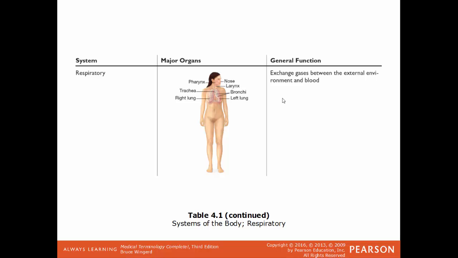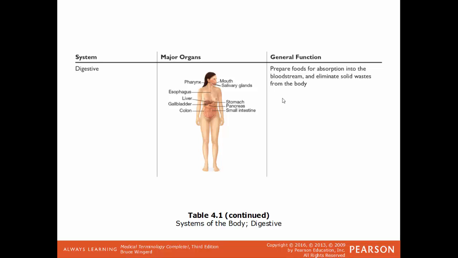Respiratory system. Major organs here would include the trachea and the lungs, the bronchi, the larynx, the nose, the pharynx. And the general function for this system is to exchange gases between the external environment and the internal environment, such as the blood and the cell. It's basically taking in oxygen and getting rid of carbon dioxide. The next system, the digestive system, includes the esophagus and the stomach and the intestines, the liver, gallbladder, the mouth. And the general function here is to prepare foods for absorption into the bloodstream, and also to eliminate the solid waste that your body doesn't want or doesn't need.